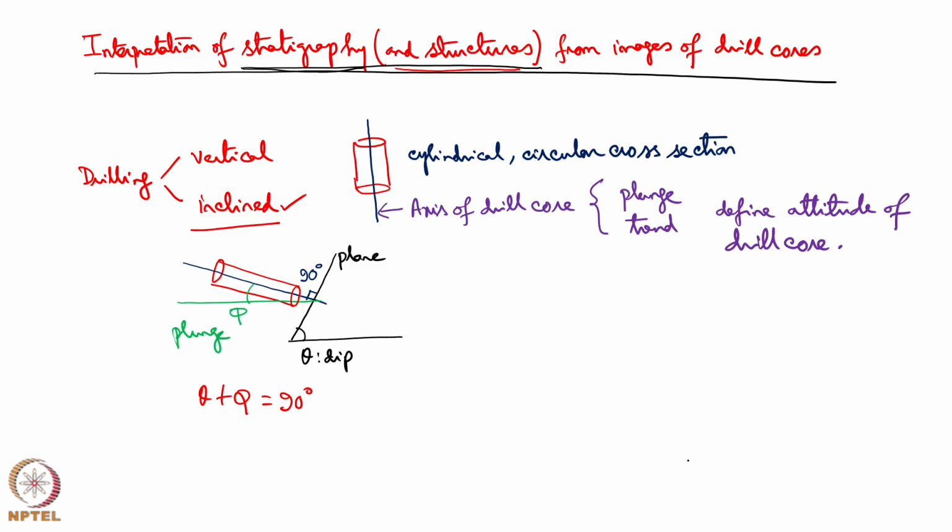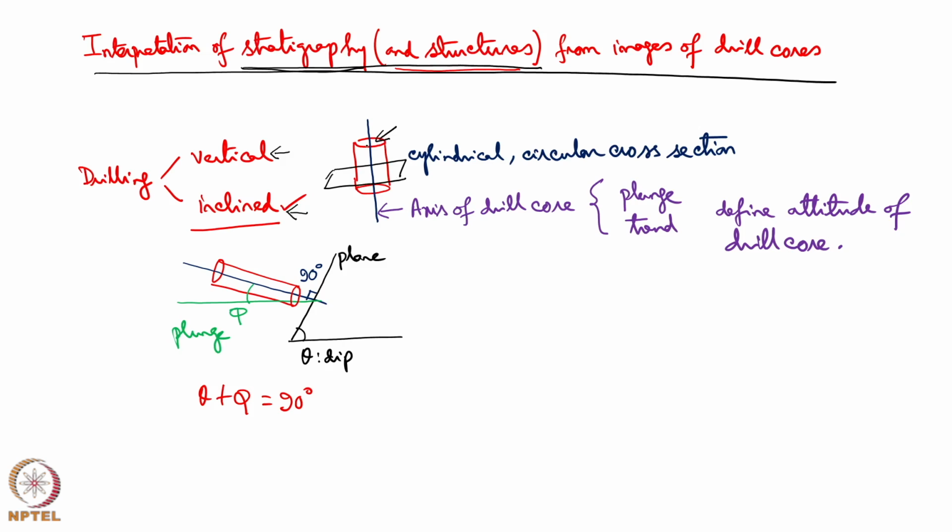We have to understand how the drilling is done. A drilling can go vertically down or a drilling can go in an inclined direction. How does the drill core look? It looks like a cylinder, and this cylinder has a circular cross section. If I take a cross section here, it will be circular. We do not have any elliptical cross section known for the drill cores.